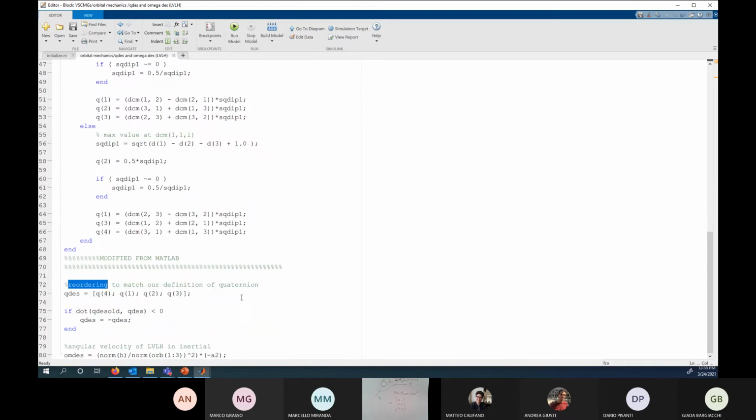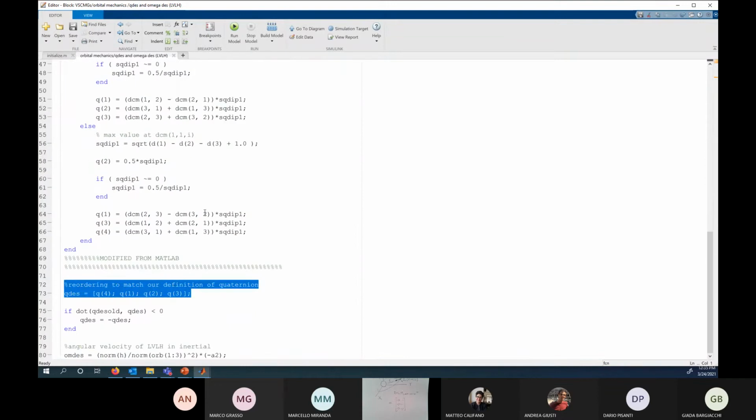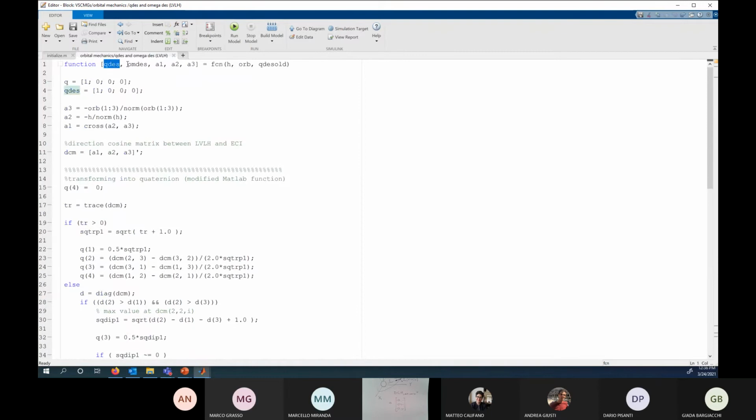Now, our definition of quaternion is actually different from this one. We have the scalar part being the last one. So I take whatever this function has, these lines of code have done, and I swap the order. So, well, rather than swapping, I take the last element and I put it as the first one and then shift everything else. And so I'm reordering things. Okay. So this is your desired quaternion, because this is what this function is generating. Remember, it's generating a desired quaternion.